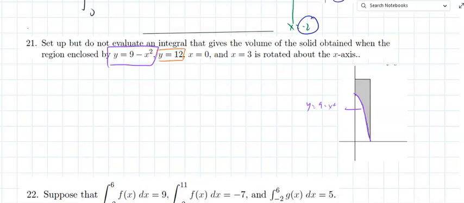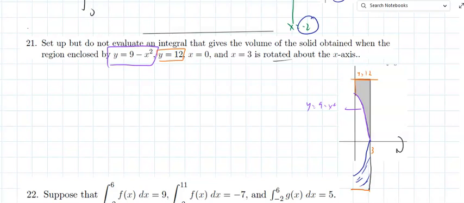Y equal 12. There is y equal 12. X equals 0 and x equal 3. Okay, very good. We're going to rotate this about the x-axis. That's going to create an identical copy like it right there. Right there. And right there. And it's going to occupy that much.